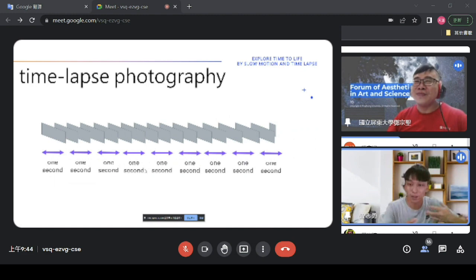How about time-lapse photography? It uses 1 second, or even more seconds, to take just one picture. Not like normal video, where 1 second takes 30 or more pictures. One picture needs more than 1 second. Although it looks less smooth than normal video, it can show another aesthetic, right?